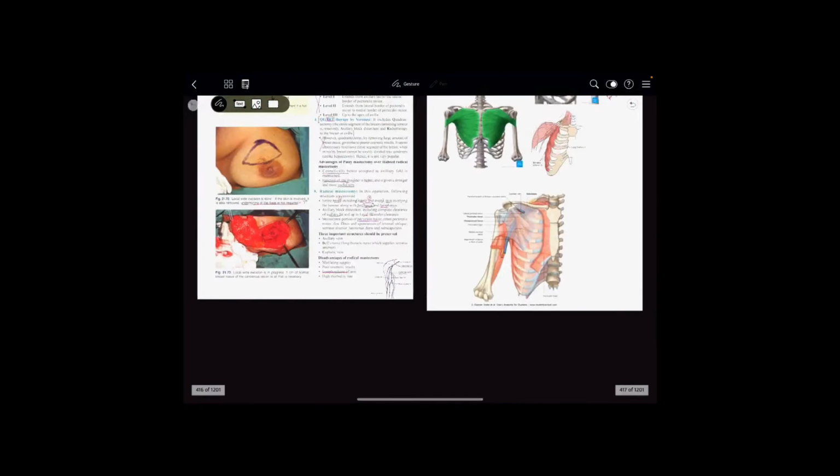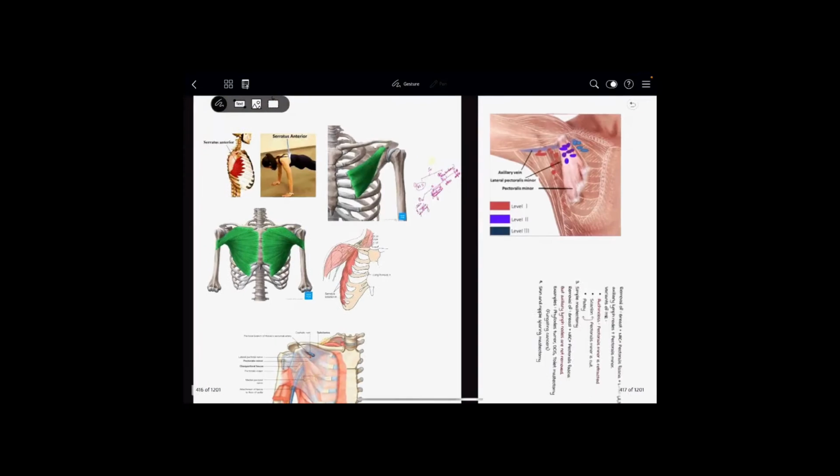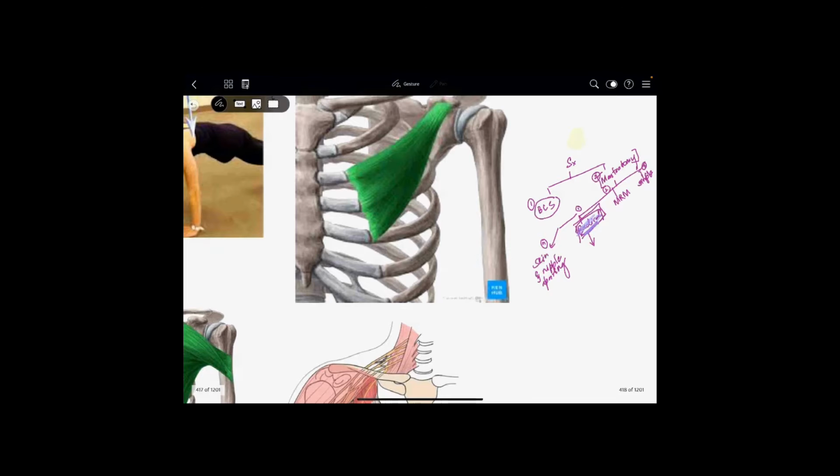So now that we are done with radical mastectomy, we will go to modified radical mastectomy.